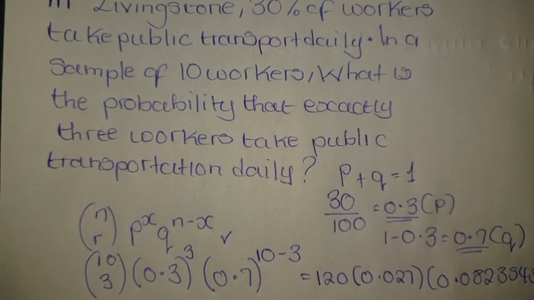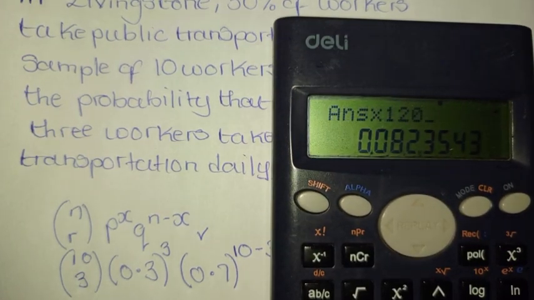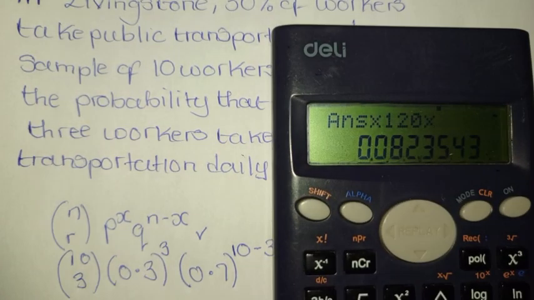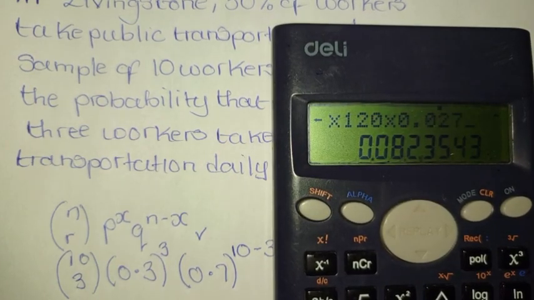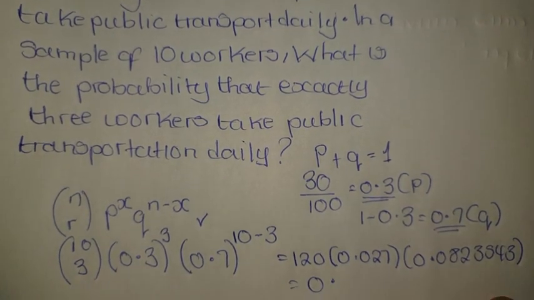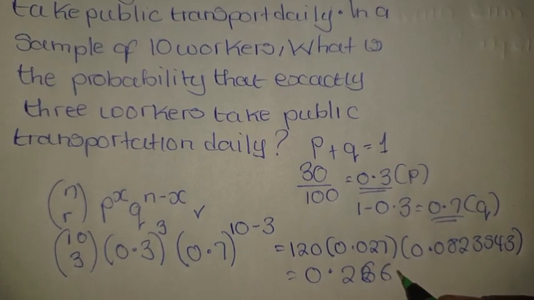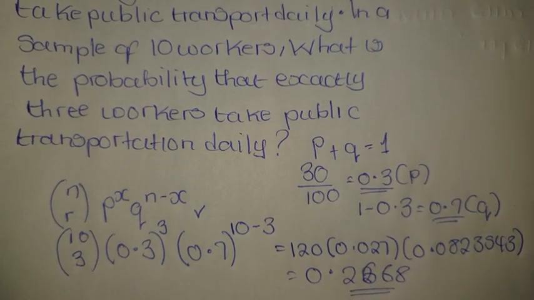Then we just multiply 120 times 0.027 times 0.0823543, and we get our answer to be 0.2668. So this is the probability that exactly 3 workers take public transportation daily.